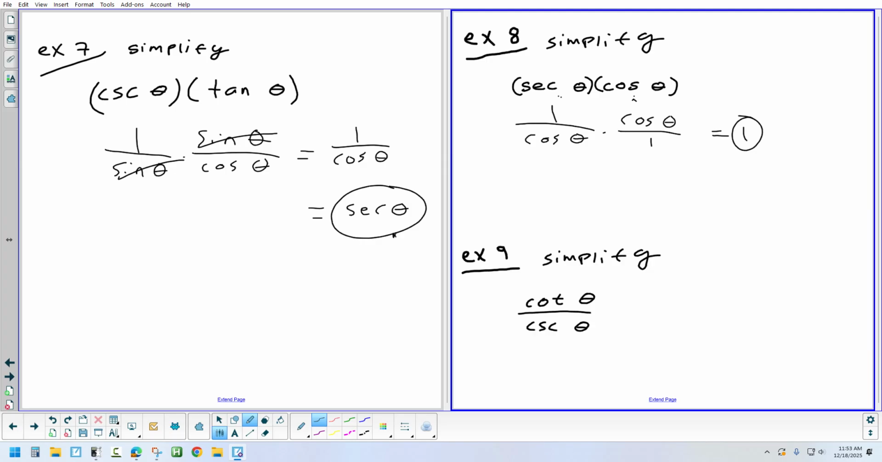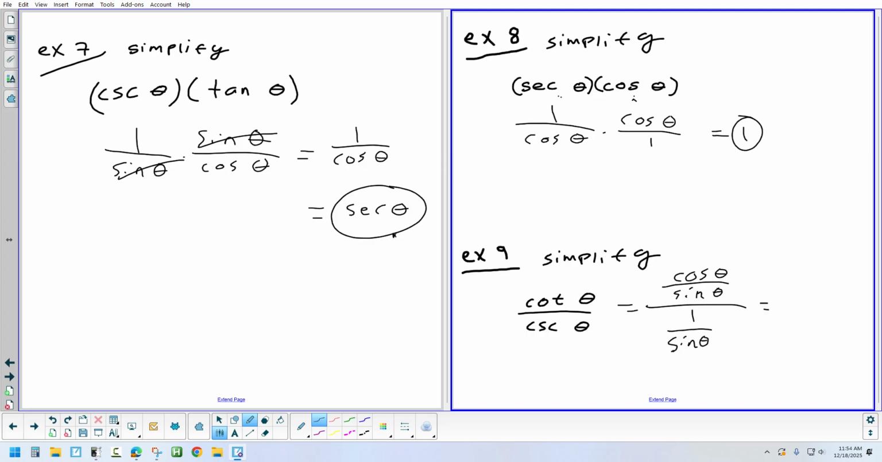All right, and let's try this one. Anything that's not a sine or a cosine, change it so it is a sine or a cosine, and then the hope is something is going to cancel out. How can we rewrite cotangent? Yeah, cosine over sine. And how can we rewrite cosecant? Yep, 1 over sine.